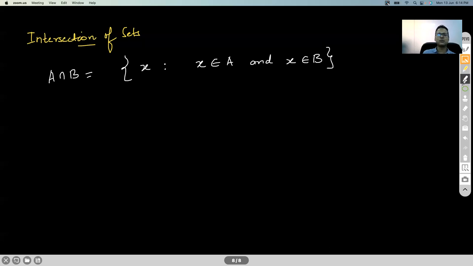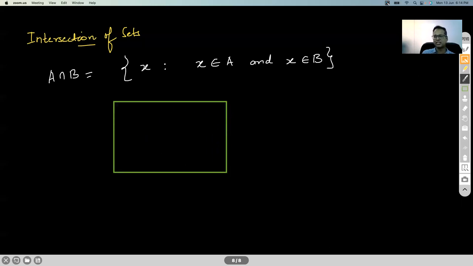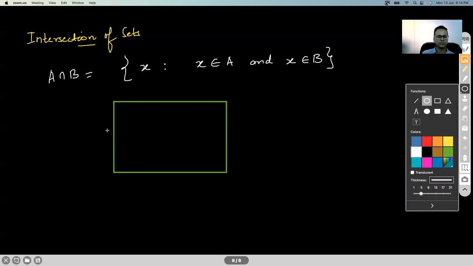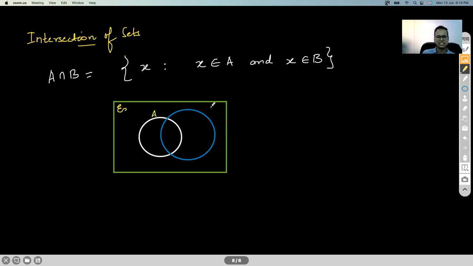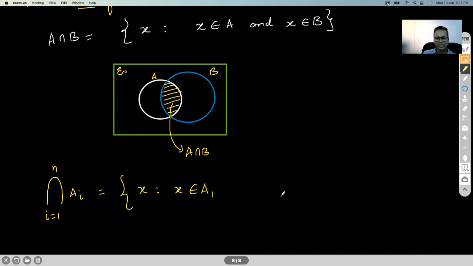Okay. How do I represent this with a Venn diagram? So in a Venn diagram, let me make the universal set, and let me make the two sets A and B with a circle. Let me use a different color. Okay. So this is our universal set Xi. This is set A, this is set B. So this portion is where the elements of A intersection B will lie. Is it fine? And if you just scale this up, if you want to do the intersection of all Ai from 1 to n, then it will contain all such X which actually belong to A1 and belong to A2 and belong to A3, and so on. Is it fine? Any questions, any concerns?